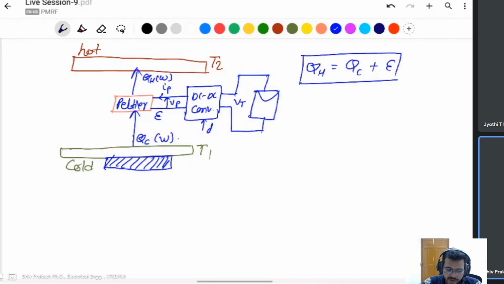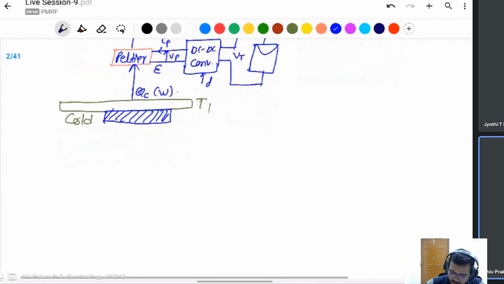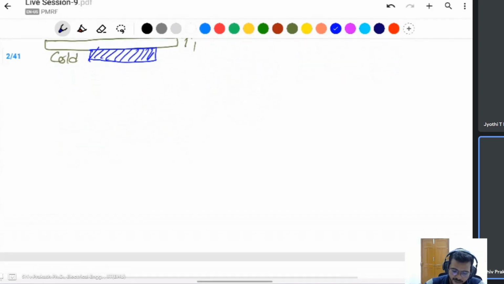It is placed between the heat sink and the device element to control the thermal resistance.